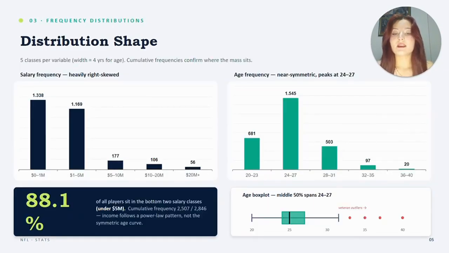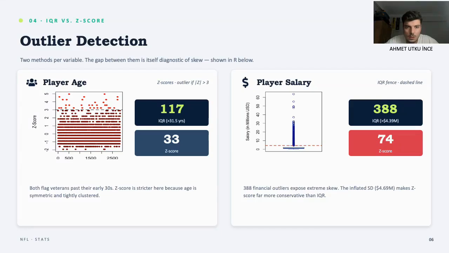Frequency distributions. This slide looks closer at the shapes of these distributions. For age, the distribution is mostly symmetric and peaks between the ages of 24 and 27, with the middle 50% of players fitting into a very tight age gap. Salary behaves much differently because more than 88% of players earn less than $5 million a year. Only a small group of elite contracts create the extremely high values we see, looking like a power law distribution where a few individuals receive a massive share of the total rewards.